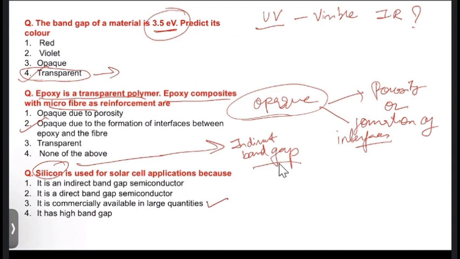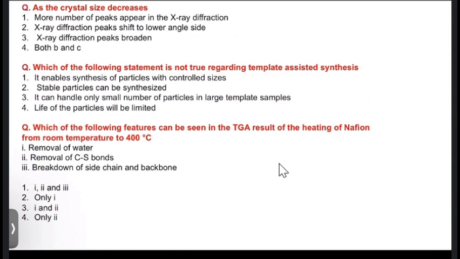Okay. Next question. As the crystallite size decreases, first option, more number of peaks appear in the X-ray diffraction. Second option, X-ray diffraction peak shifts to lower angle side. Third option, X-ray diffraction peaks broaden, or both B and C. Here they mean the crystal sizes. What is the correct answer?